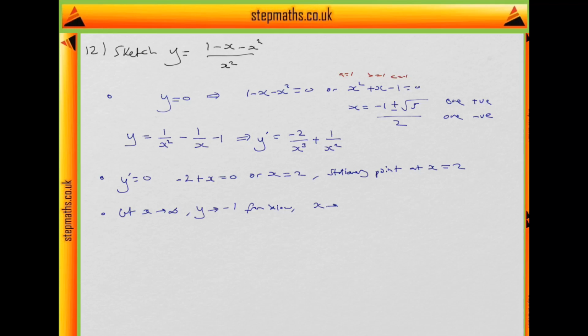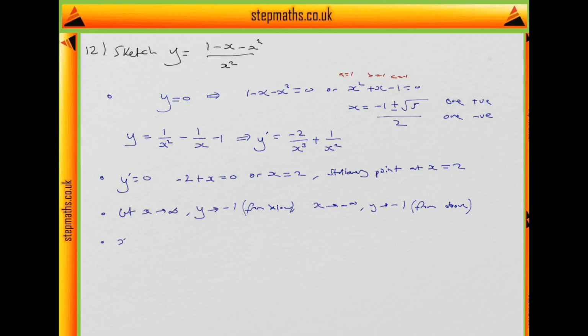Let's let x tend to minus infinity this time. Again, we're going to have 0, 0, minus 1, so it's going to tend towards minus 1. But this time, this is a positive term, plus another positive term, minus 1. So it's going to tend to minus 1 from above. So let's bracket these, from above and from below.